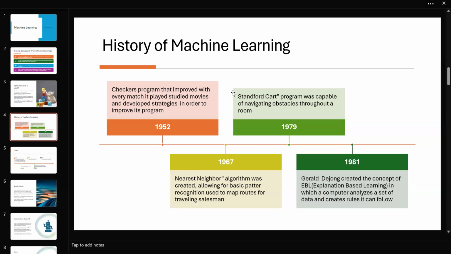So let's just give a brief history of machine learning. Unlike what you might think, machine learning didn't start in the early 2020s amidst the pandemic. It's actually a concept dating back all the way to the 1950s. In 1952, there was a program that was able to play checkers. With every match it played, it would study its moves and, with enough time, developed strategies that would improve its program, until it would eventually become a really great checkers player given its data.